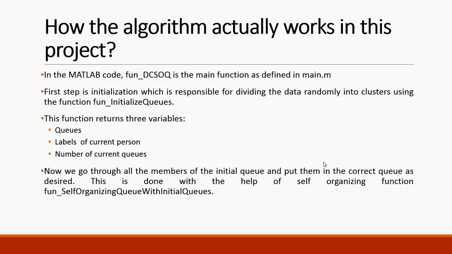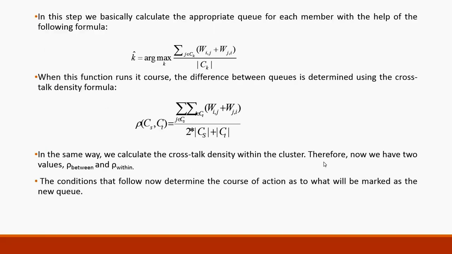This function initialize queues returns 3 variables: the queues, the labels of the current person, and the number of current queues. Now we go through all the members of the initial queue and put them in the correct queue as desired with the help of the clustering we discussed in the first algorithm. This is done with the help of the self-organizing function. This is a function defined again in the MATLAB file, self-organizing queue with initial queues. In this step, we basically calculate the appropriate queue for each member with the help of the following formula.